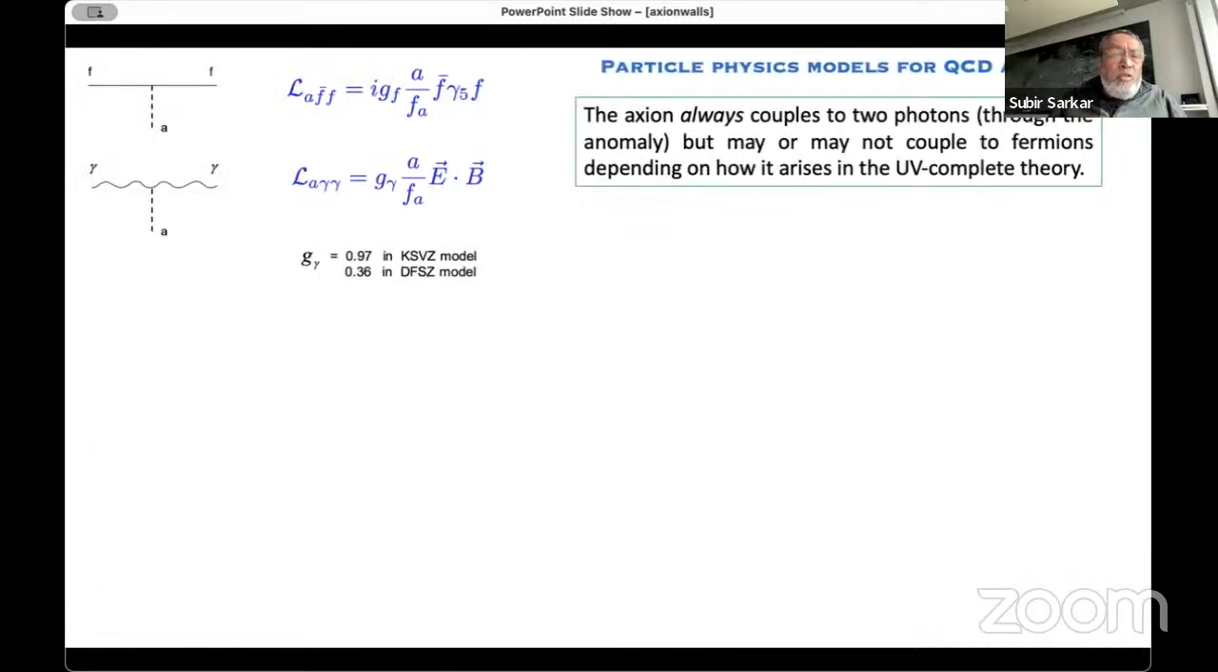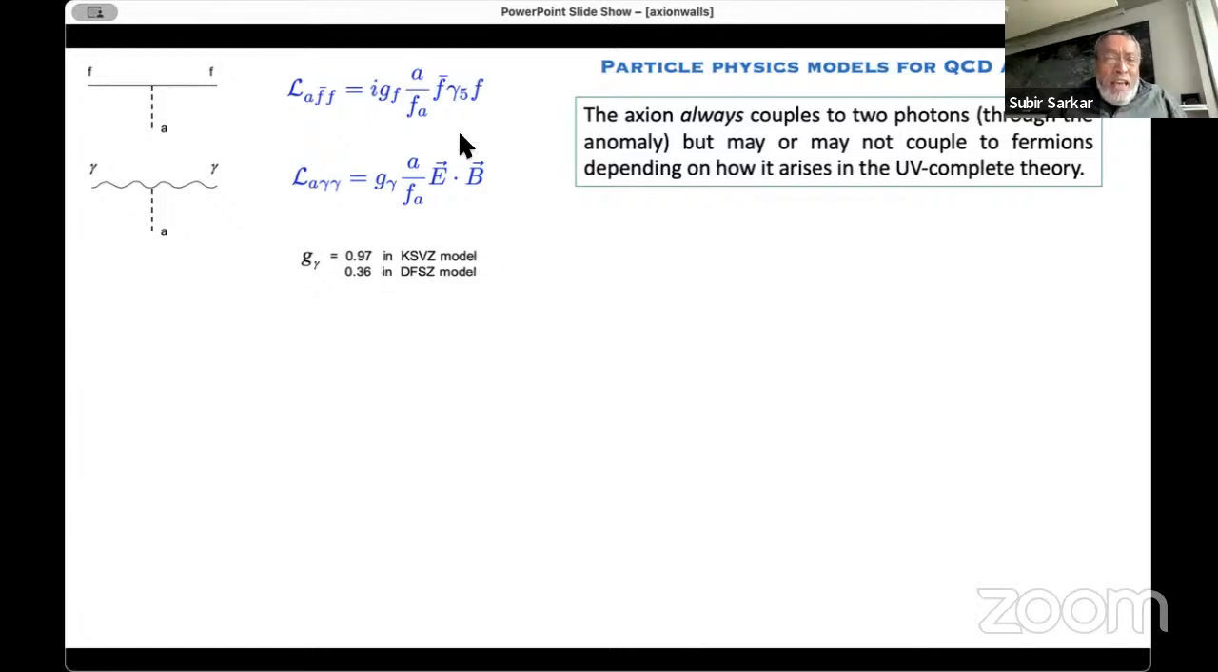So let's take a minute to look at these couplings for axions. So as I said, all axions have this coupling to two photons, this kind of universal coupling. It does matter what the model is, but as you can see here, it's almost the same for the KSVZ and the DFSZ model, a factor of 3.